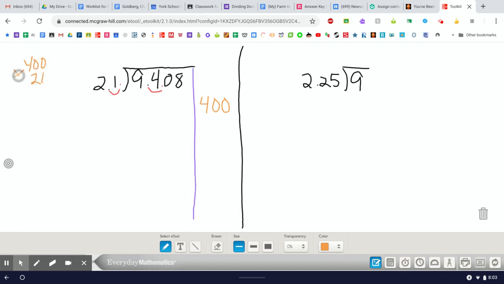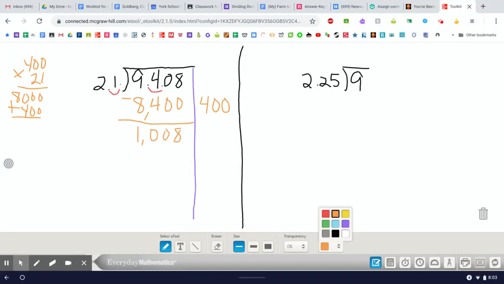Let's see, 400 times 21. Let's see, 400 times 20 would be 8 with 3 zeros. That's 8,000. And one more 400 would be 8,400, just like I thought. Okay, yep. So 8,400. I'll subtract that away. And that'll leave us with 1,008, right? There's 8, 0, 0, and 1.